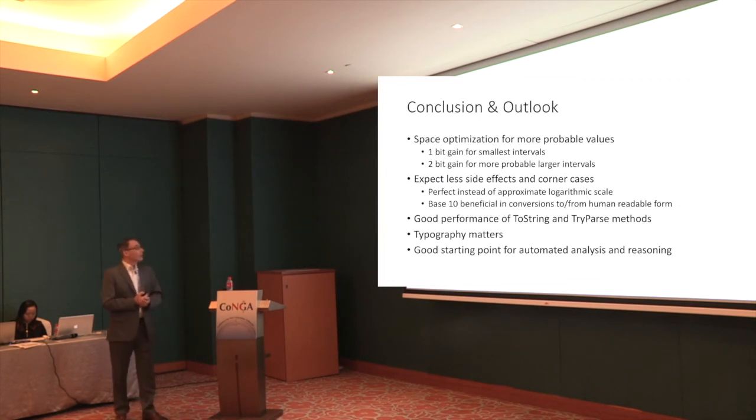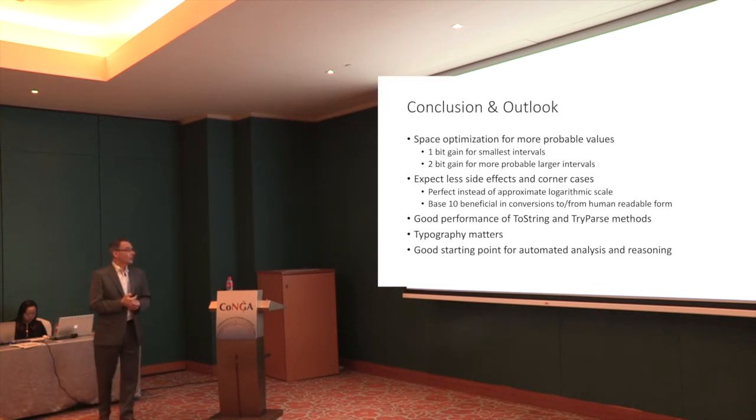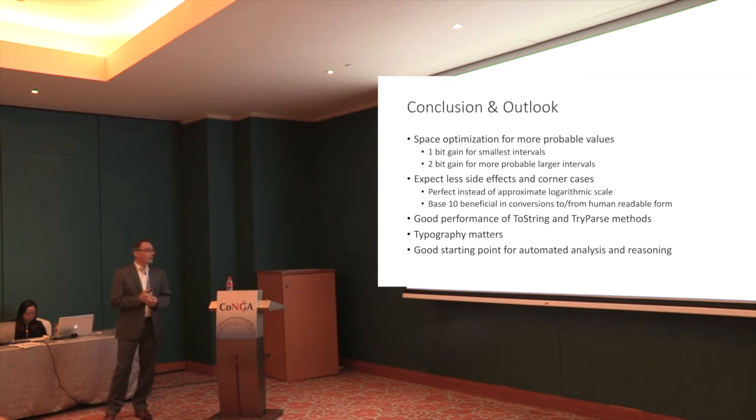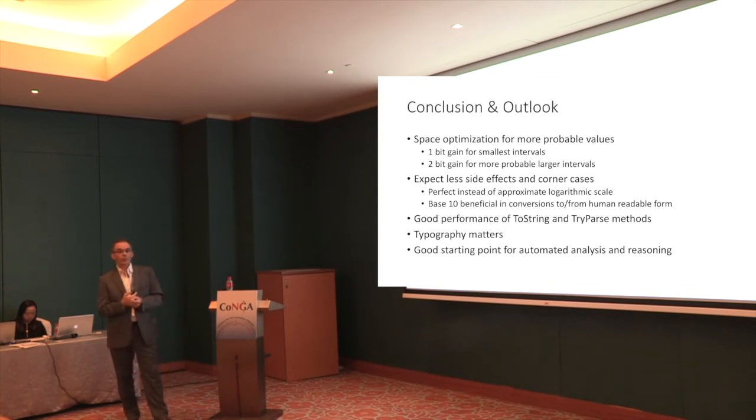To conclude, I could show that the slide number format can gain 1 bit for smallest intervals, or can gain 2 bit for the more probable of the larger intervals. And we should expect less side effects and corner cases by using the perfect instead of only an approximate logarithmic scale. And I showed with that example that base 10 also is beneficial in some special cases of conversion to and from human readable form.